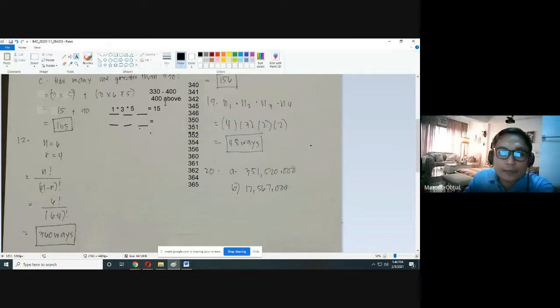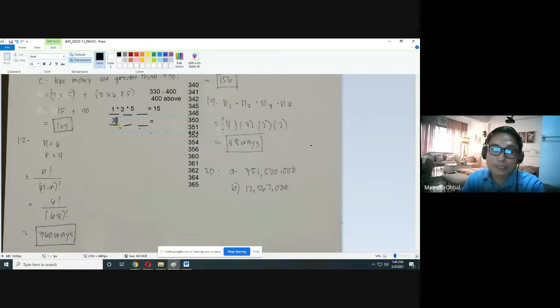Since it's 400 above, 410 is possible, right? Yes, 410 is accepted. So 4 is possible for the first digit, that's 1 object. 4, 5, 6, so three. You cannot put 3 because that is below 400. So only three can be put here. I'm talking about 3 objects, not the digit 3. And for the second digit, you can put all of them.